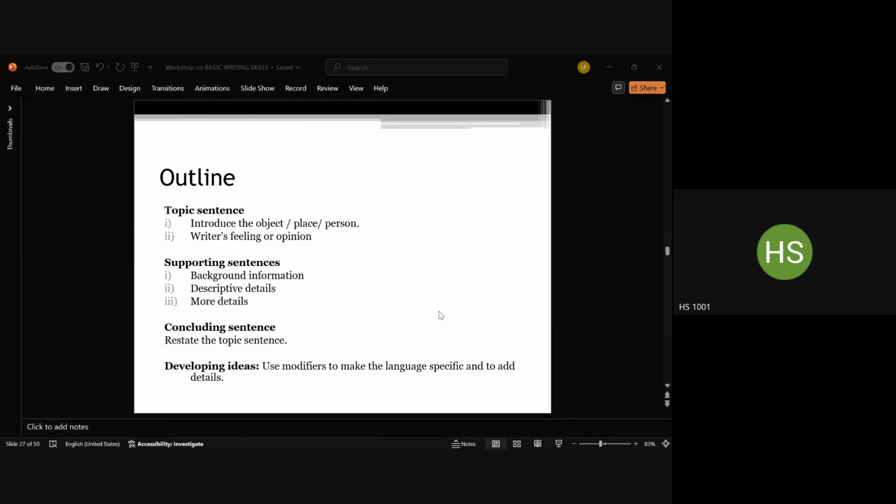Has everyone been able to join the link? If anyone's facing any difficulty, please let me know. How many words do we have to write? I do not know the number of words, but don't write more than 6 sentences. Minimum 5, maximum 6.